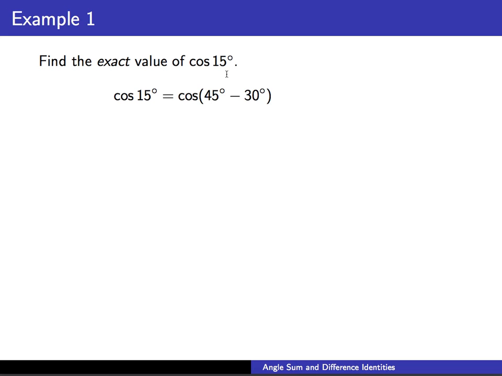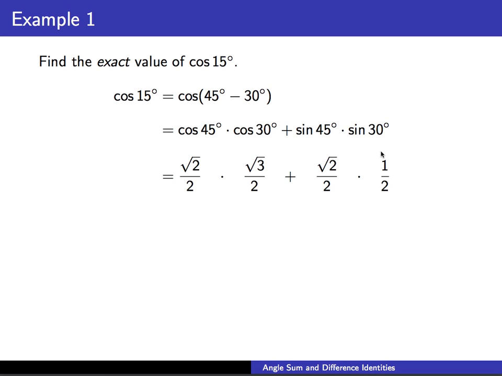Now, in the last video, we saw that the cosine of the difference between two angles is the cosine of the first angle times the cosine of the second angle plus the sine of the first angle times the sine of the second angle. So in this particular example, I guess A would be 45 degrees and B would be 30 degrees. So we're going to take the cosine of 45 and multiply it by the cosine of 30, and then add to that the sine of 45 times the sine of 30. And we have exact values for these.